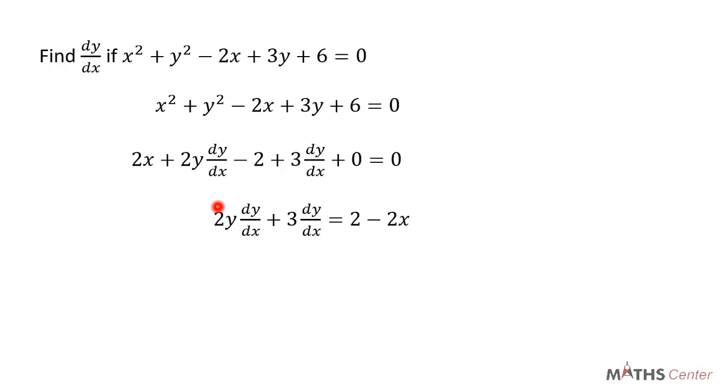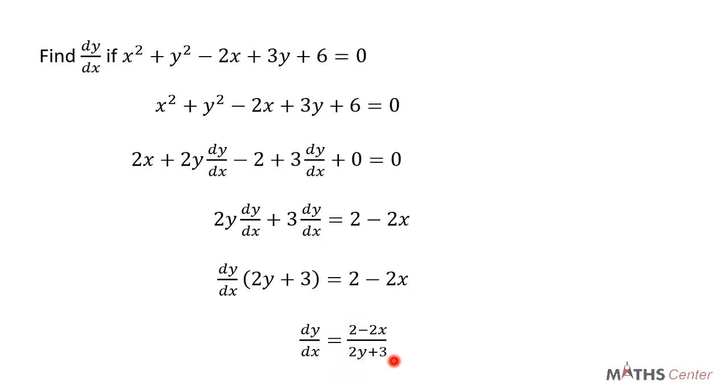We want to make dy dx the subject, so I'll group all the terms with dy dx on one side and the other terms on the other side. This gives us 2y dy dx plus 3 dy dx is equal to 2 minus 2x. I'll factor dy dx out. So I'll have dy dx into bracket 2y plus 3 is equal to 2 minus 2x. Divide both sides by 2y plus 3, and so dy dx will be equal to 2 minus 2x divided by 2y plus 3. Let's consider the last example.